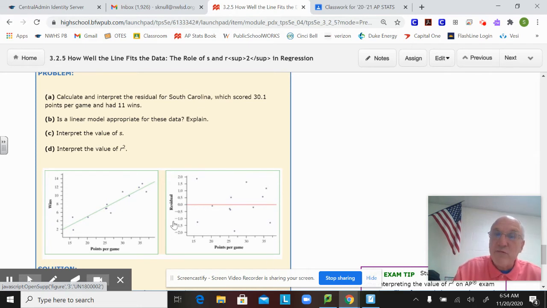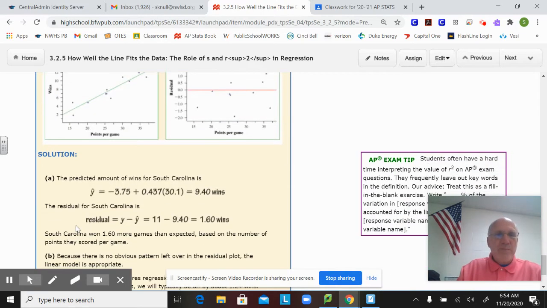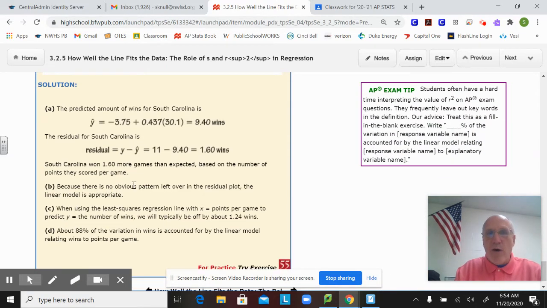Explain. So here we have a residual plot. And again, what we're looking for in a residual plot is no pattern at all. Now, your question, if you were sitting in front of me, would be, well, if I look at the actual data, can't I tell that a linear model is good? Absolutely you can. But if you're given a residual plot, you need to know that you're also looking for there to be no pattern. So B says, because there's no obvious pattern left over in the residual plot, the linear model is appropriate. Perfect.